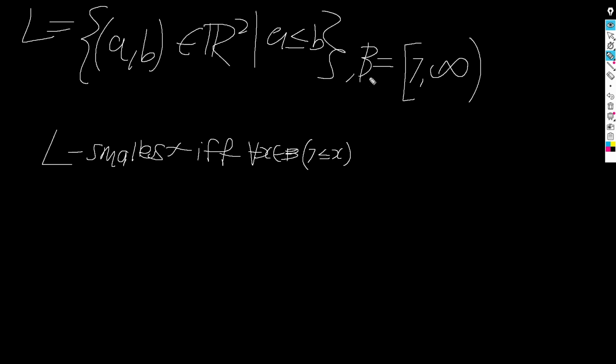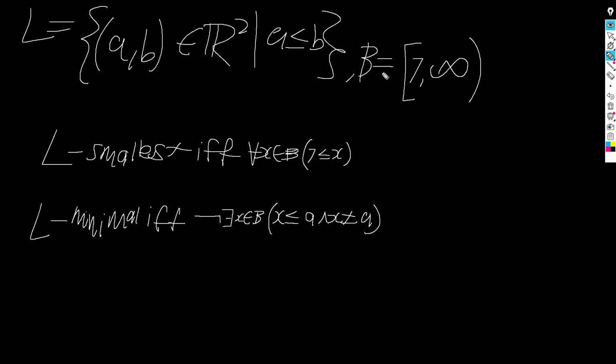And we can figure out that B only has one smallest element because let's say 7 plus epsilon is in B. No matter what epsilon is, 7 is less than or equal to 7 plus epsilon. So there exists a real number in B that is less than or equal to 7 plus epsilon. So 7 is the only L smallest in B.